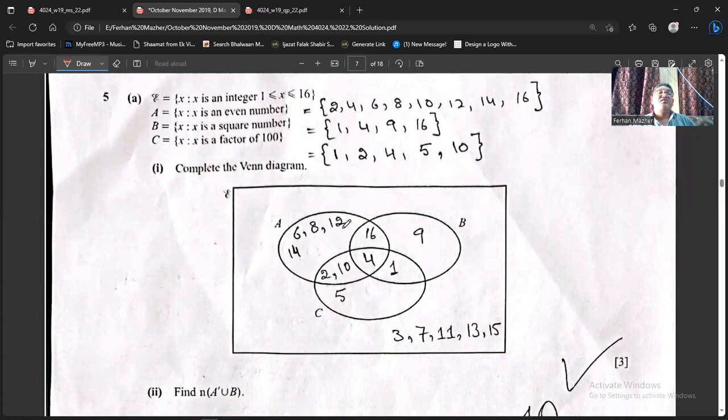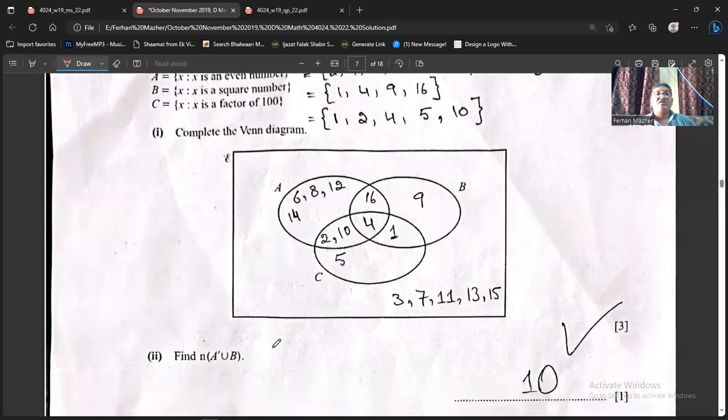And the other members of A will be 6, 8, 12, and 14. The other members in B will be 9. Other members in C will be 5. The members who are not part of A, B, or C are 3, 7, 11, 13, and 15.